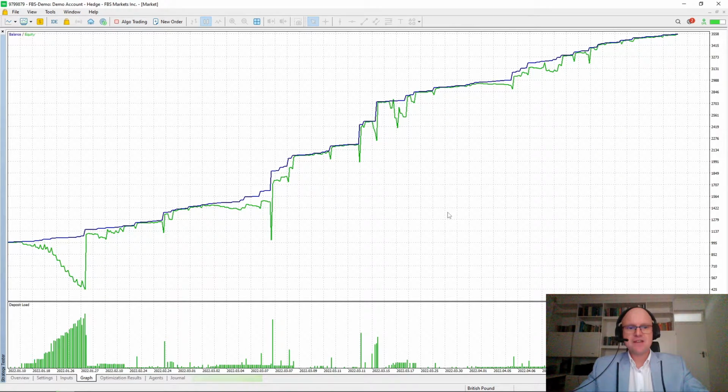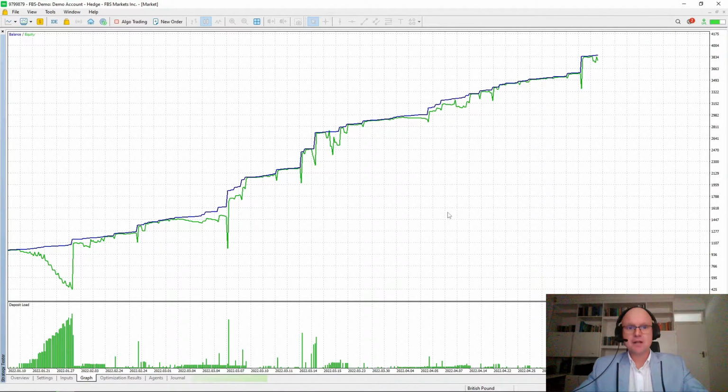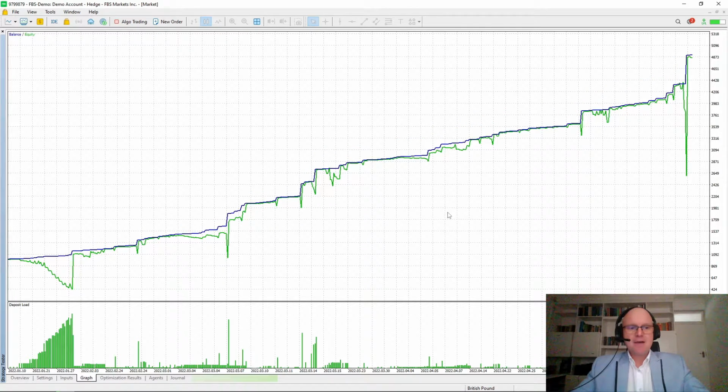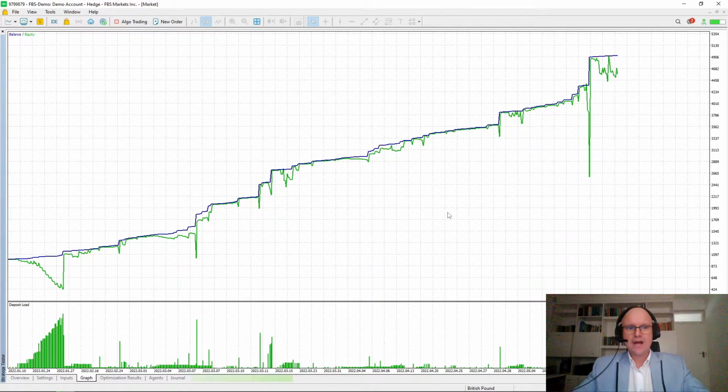However, some of the things that we can see from the deposit load, which is located at the bottom of the strategy tester, is that we already see these large spikes of volume. And because of these large spikes, it can be assumed that if we were to have a stop loss or a drawdown limiter, that it would hit that drawdown.